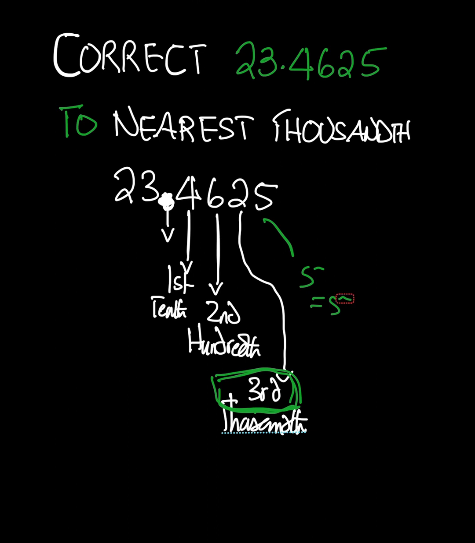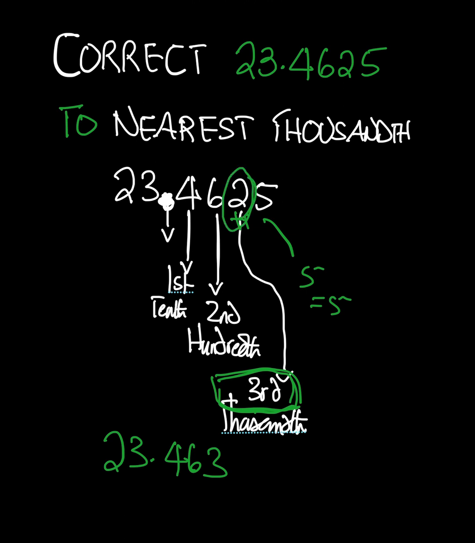And because it's equal to 5, if it was more than 5 or equal to 5, we're going to add 1 to this number here, because that's the third decimal number. Therefore, the answer is going to be 23.463. This is this one here, the third decimal number.